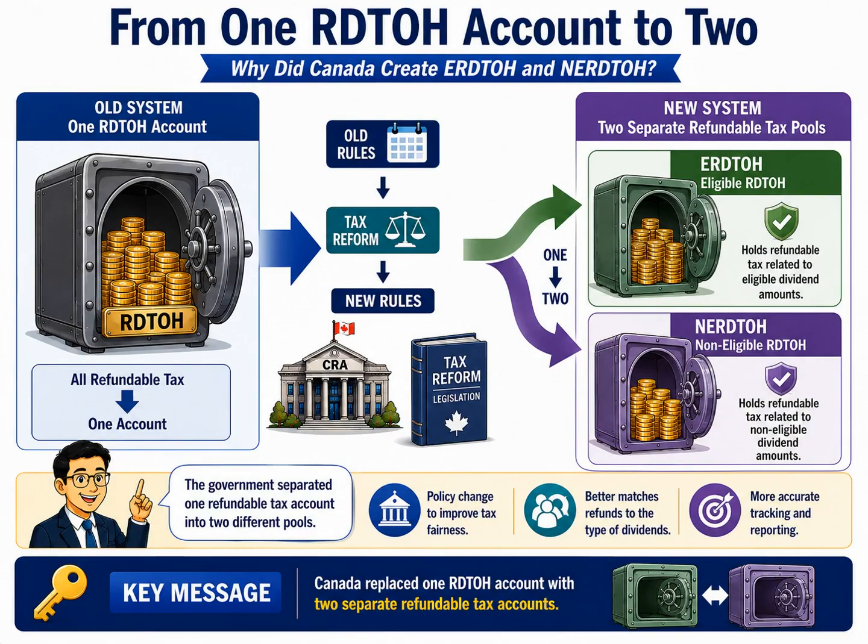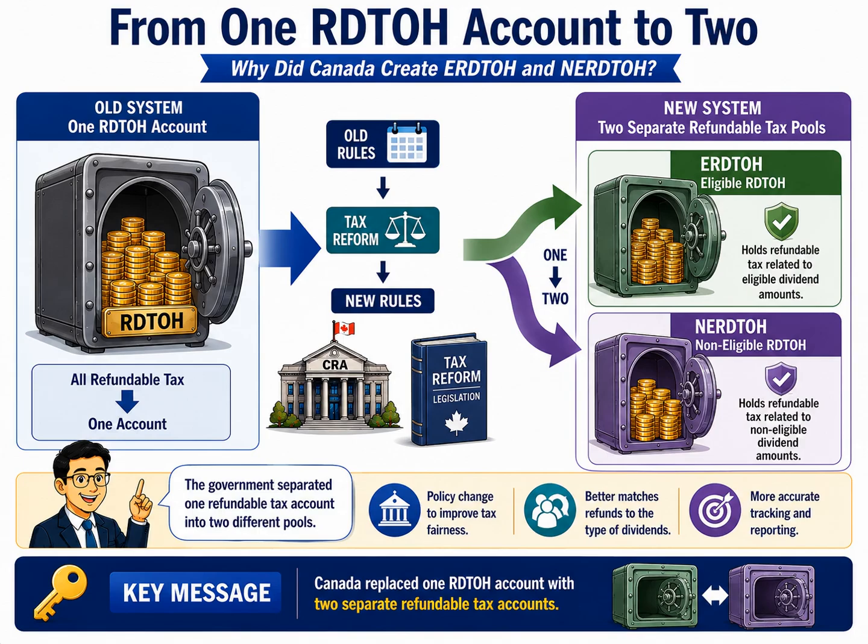For many years, Canadian corporations had a relatively simple refundable tax system. Whenever a corporation paid refundable tax on certain types of investment income, that refundable tax was recorded in one single account known as the Refundable Dividend Tax on Hand, or RDTOH account. Everything was kept together in one place. When the corporation later paid taxable dividends to its shareholders, it could generally recover refundable tax from that single account.